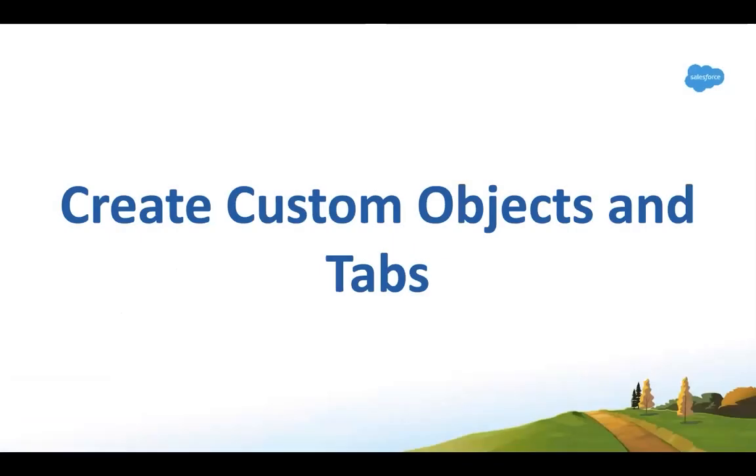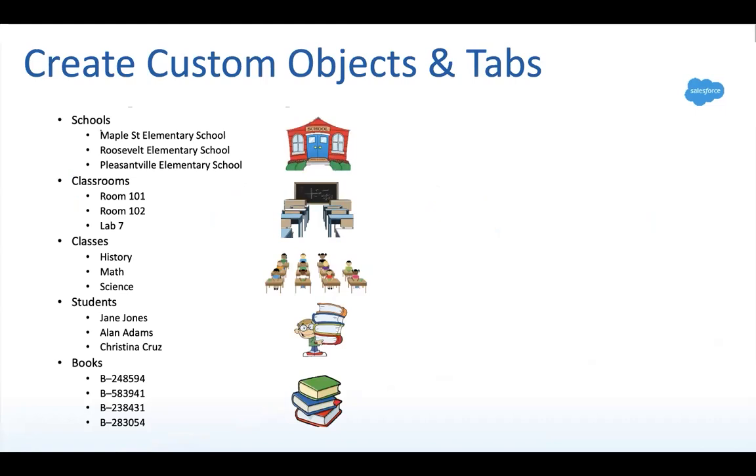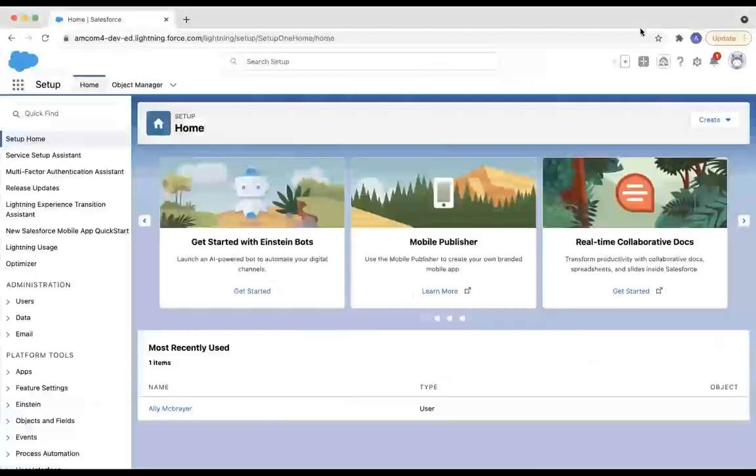Now let's talk about creating custom objects and tabs. We'll be creating 5 custom objects and 5 custom tabs. We'll be creating a school, classroom, class, student, and books. So if you haven't done so already, go ahead and log into your developer org.